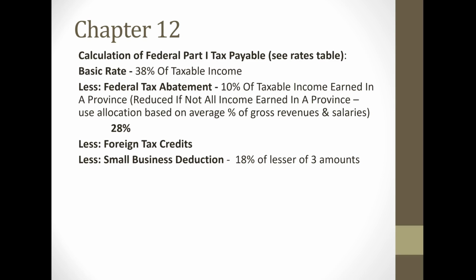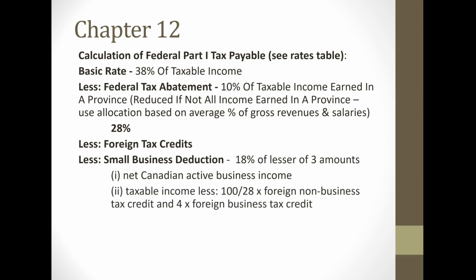The 18% reduction is only on the lesser of three amounts. One, Canadian active business income. So the corporation, the CCPC, must have Canadian active business income. If the income is passive in nature, for example, interest income, dividend income, rental income, passive nature, that is not active business income, that would not be eligible for the small business deduction. So only Canadian active business income, that's the first amount.